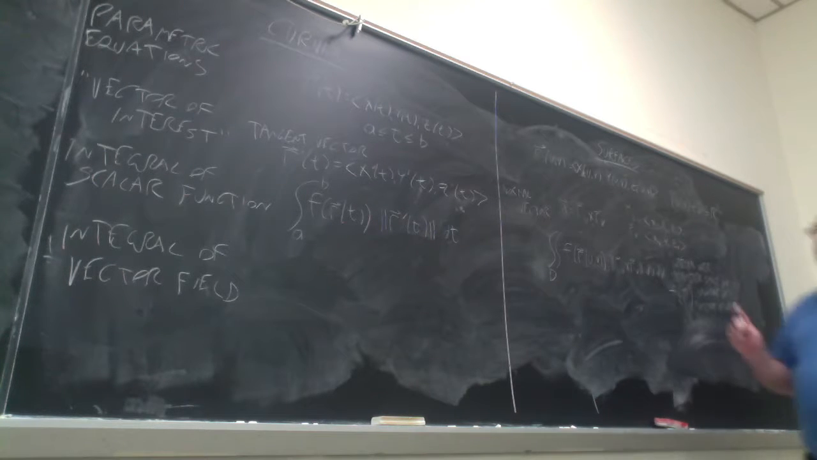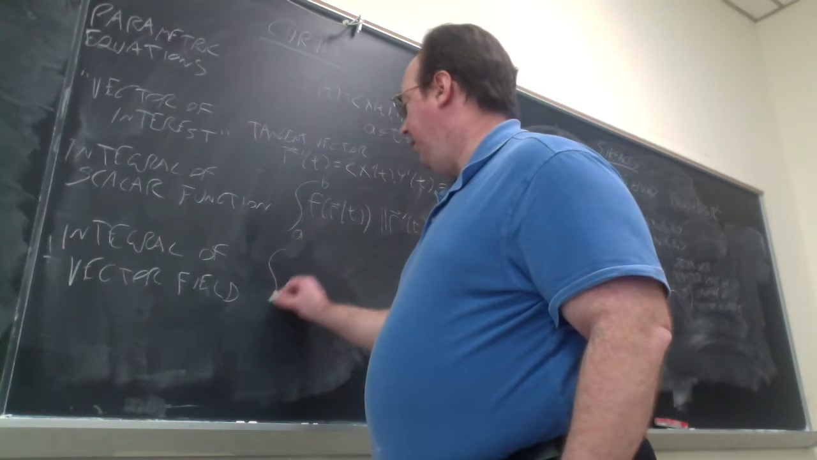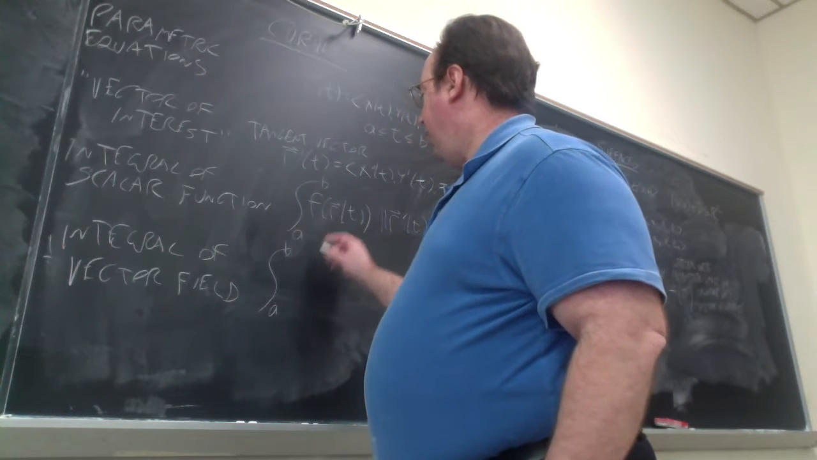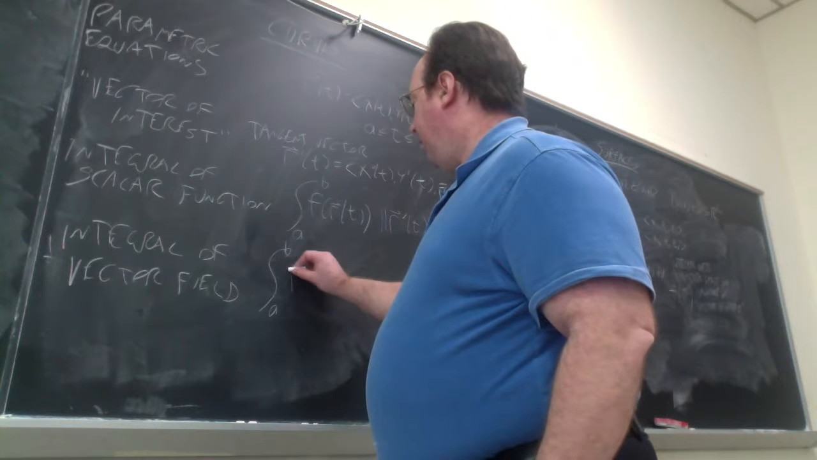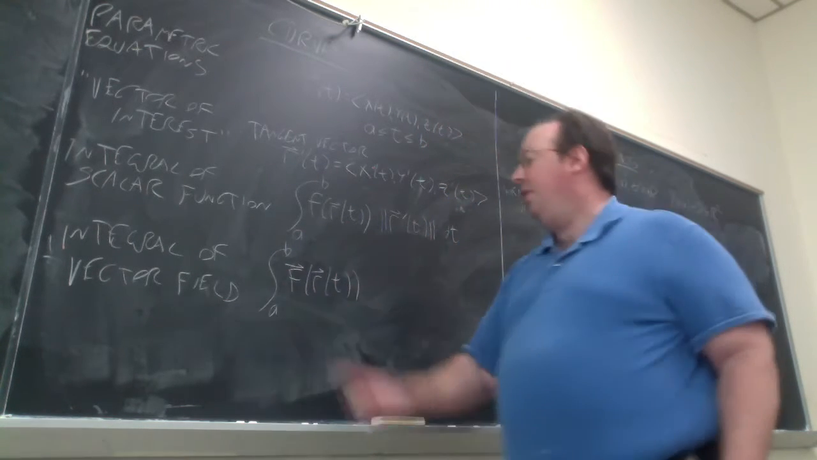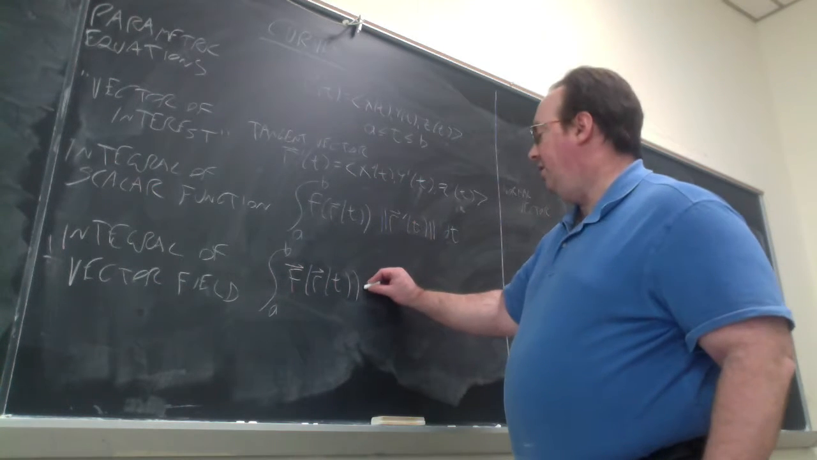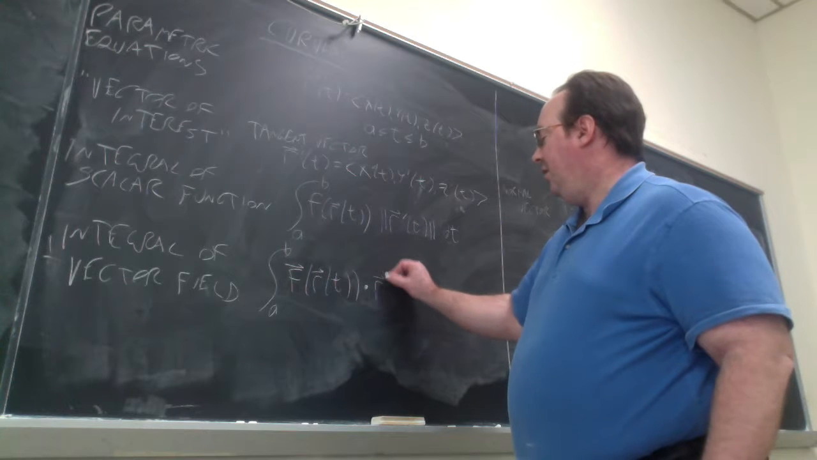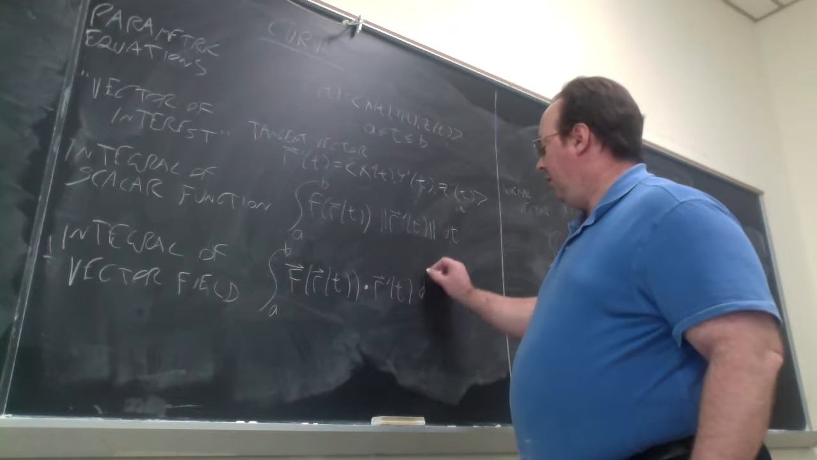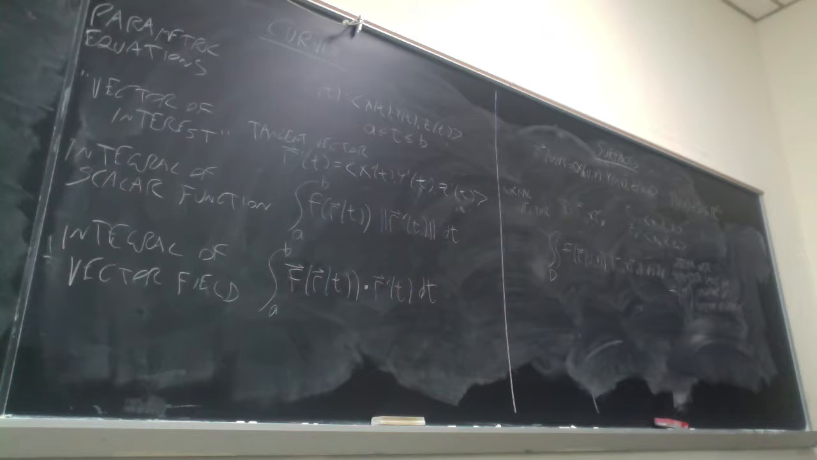And we've seen how to compute a line integral of a vector field. So you're integrating from A to B, and you have your vector field with your parametric equations plugged in. And now you take the dot product of that with your vector of interest.